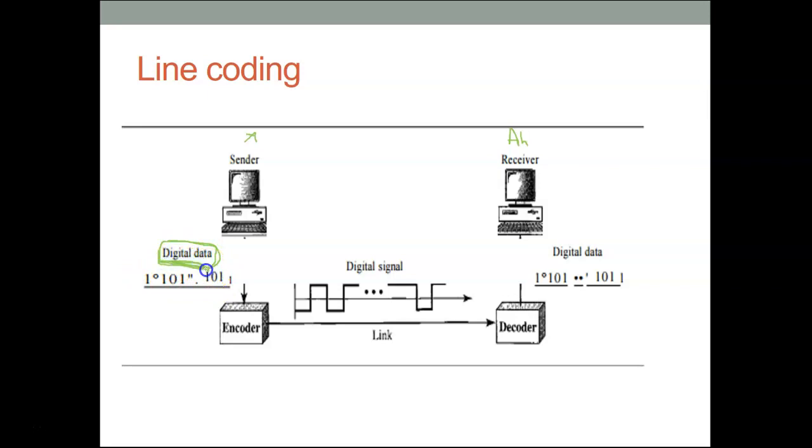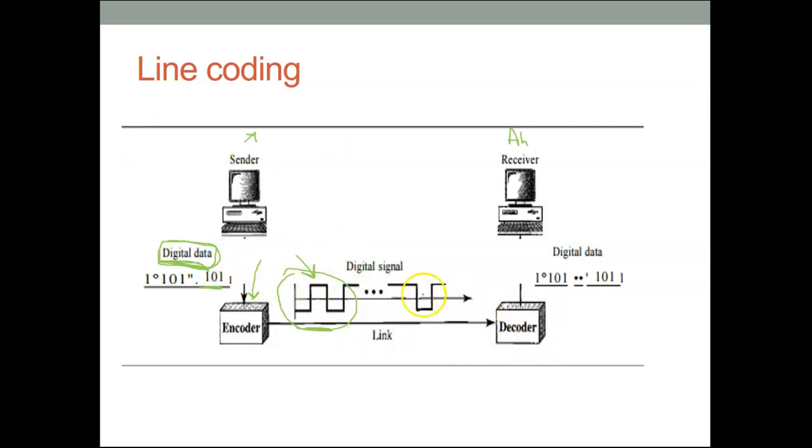But in order for the data to travel into cables, links, we need to change it to signal. So this data, we need to change it to signal. We need some tool called encoder. Encoder does what? It will change this digital data into digital signal. So now I have the signal. I use the encoder and I change the data to signal. And I send it through the link. I send this signal.